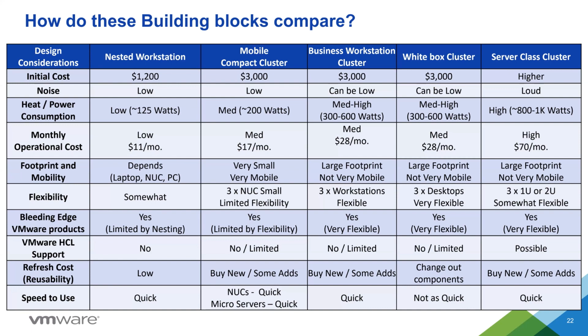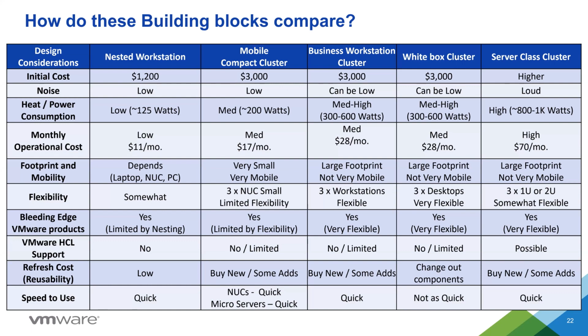And then bleeding edge products. Again, I think most of these are pretty flexible and can align to bleeding edge. You can adjust them in some way. Workstation is a little bit limited through its nesting capabilities. Other than that, we've got some pretty good flexibility, right? HCL support is very limited across the board with the exception of the server class. As we know, they're probably on the HCL. And for this purpose, that isn't about getting support. That's more about planning for, am I going to have problems or not?